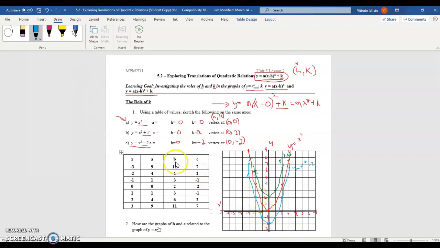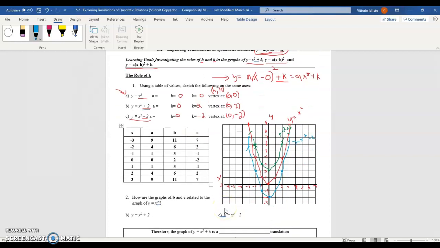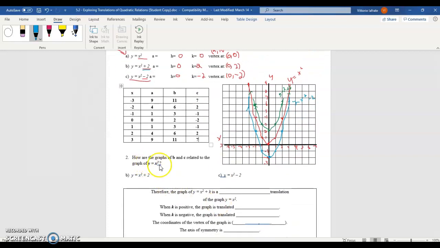So maybe you're getting the hang of this, or the pattern here, but it looks like the k moves your parabola up or down by the number of units that it has. So for example, it looks like my plus 2 moved my x squared parabola up 2 units for every y value. And it looked like my minus 2 moved the parabola down 2 units for every y value. So maybe we're onto something there. I think we are. So how are the graphs of b and c related to the graph of x squared? Well, let's take a look.